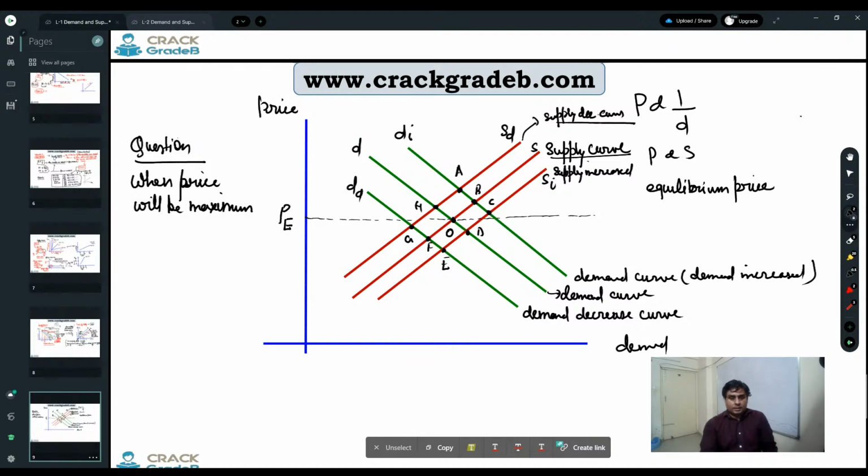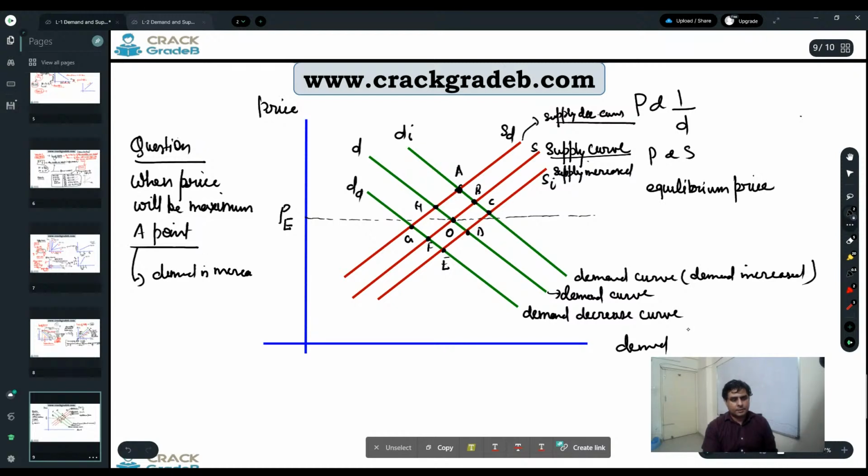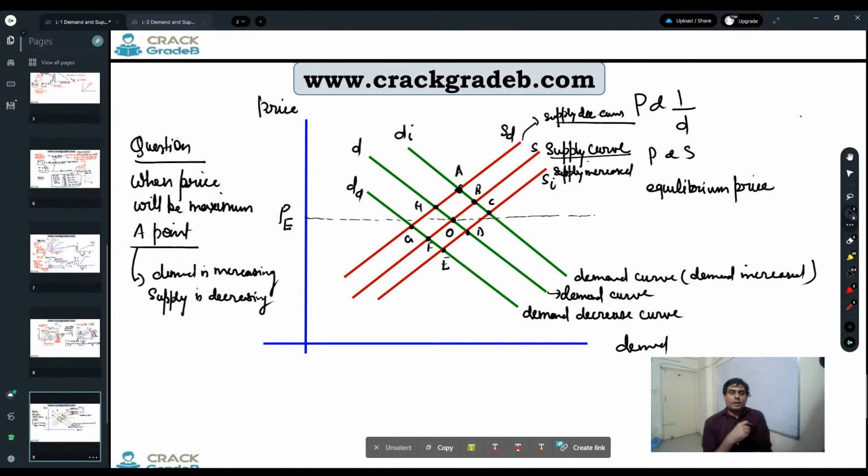My question is, this is the equilibrium price, but when will the price be maximum? Clearly it is visible. Price will be maximum at point A. So what is point A reflecting? At point A, demand is increasing. And at the same point, supply is decreasing.